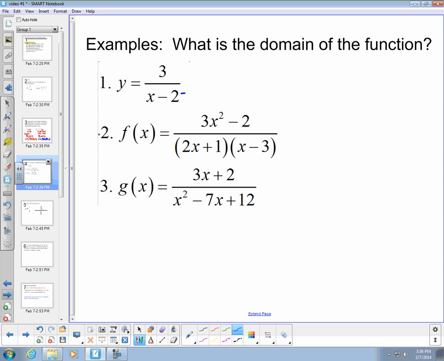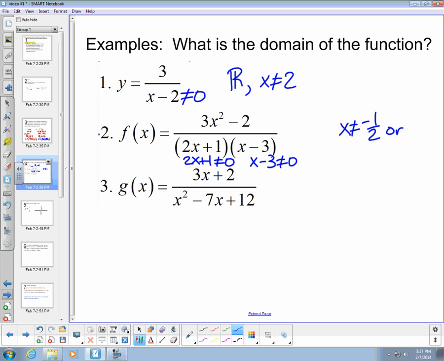For number 1, if the denominator can't equal 0, that means x cannot equal positive 2. So all real numbers except positive 2. For number 2, we're going to take each factor, this one's already factored for you, and we can't let either factor equal 0. So if 2x plus 1 can't equal 0, when I solve that for x, I'm going to get x cannot equal negative 1/2 or positive 3. So all real numbers except negative 1/2 and positive 3.